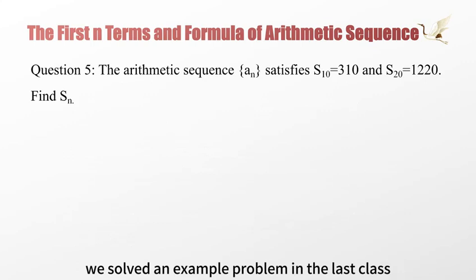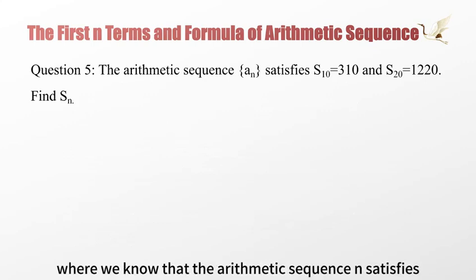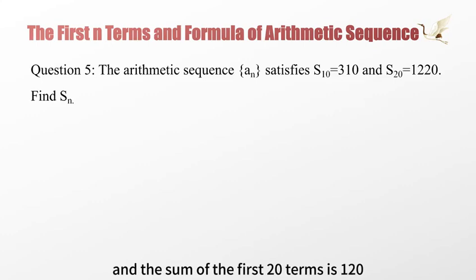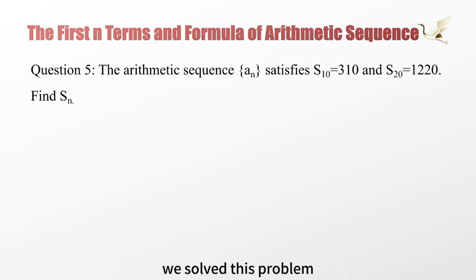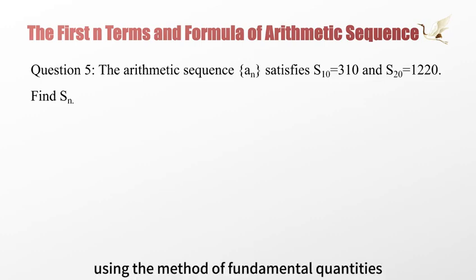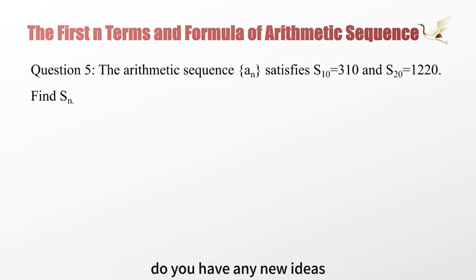We solved an example problem in the last class where we know that the arithmetic sequence {aₙ} satisfies that the sum of the first 10 terms is 310 and the sum of the first 20 terms is 1220. Let's find the expression for the sum of the first n terms. In the last class, we solved this problem using the method of fundamental quantities. Do you have any new ideas when you see it again in this class?